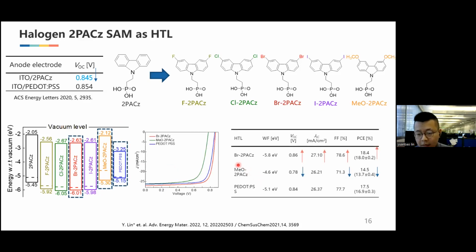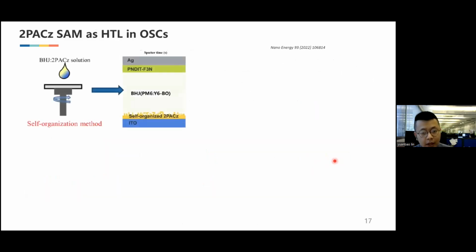As we can see, the MeO-2PACz, due to the lower work function, has a VOC that is reduced a lot as compared to PEDOT. But for the Br-2PACz, the VOC is better than the PEDOT. Finally, you can get a higher performance without sacrificing the VOC, while also maintaining the JSC and fill factor. Also, lots of people use these 2PACz now.